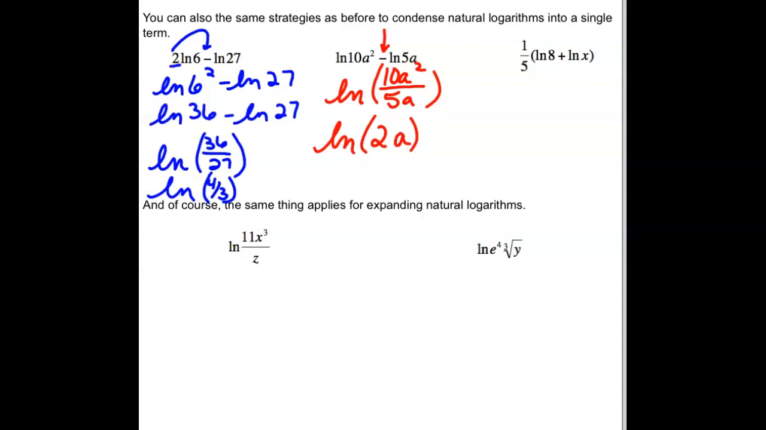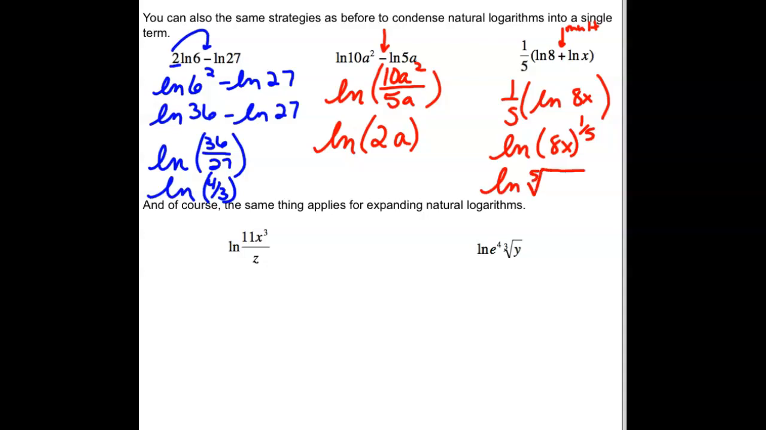Our third example, notice that the 1/5 is outside of some parentheses. So let's condense the stuff inside, clean this up. When we see a plus sign, it means multiplication. So these are condensing back into the natural log of 8 times x. And then a 1/5 in front is going to go back as a 1/5 power. So we have the natural log of 8x to a 1/5 power. And you can leave it that way, or you could convert that 1/5 power back into a 5th root symbol. Okay, either answer would be fine.